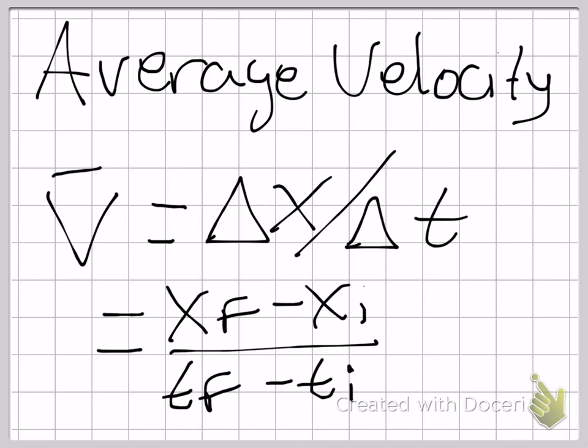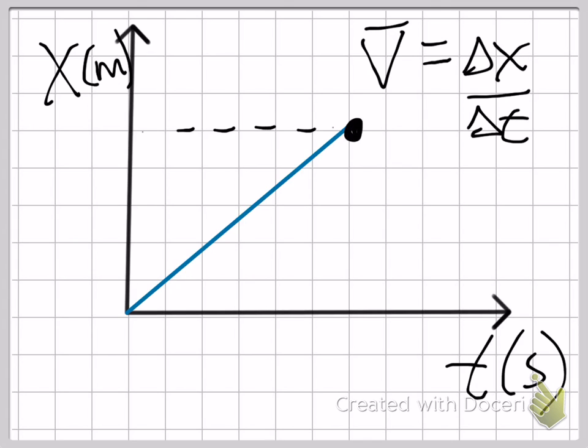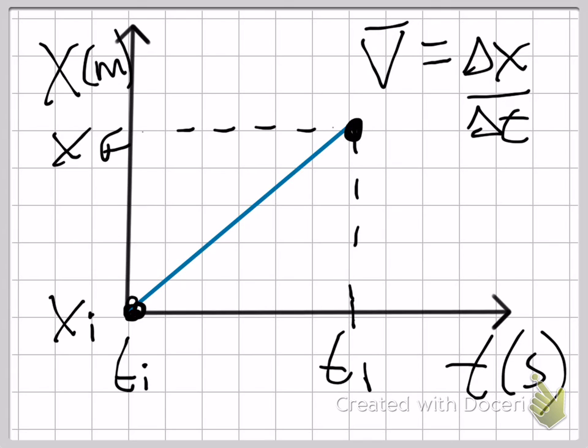Okay, so we have a final position minus an initial position, final minus initial, divided by t final minus t initial. And that is our average velocity. Now, an example of where this comes from is always a graph. So we have a position time graph here, where our x is measured in meters, and that's the vertical axis, and then our horizontal axis is time.